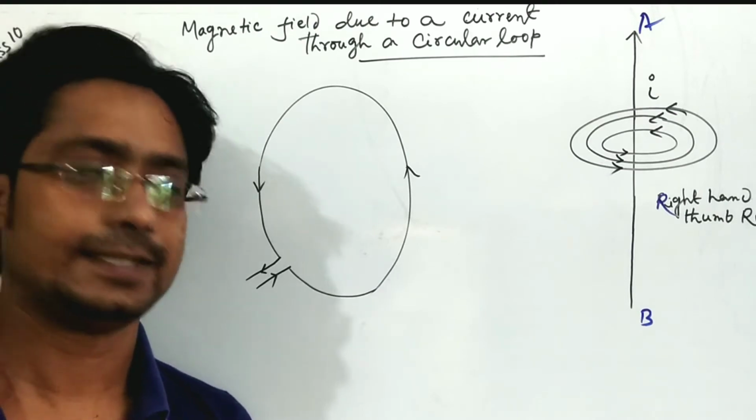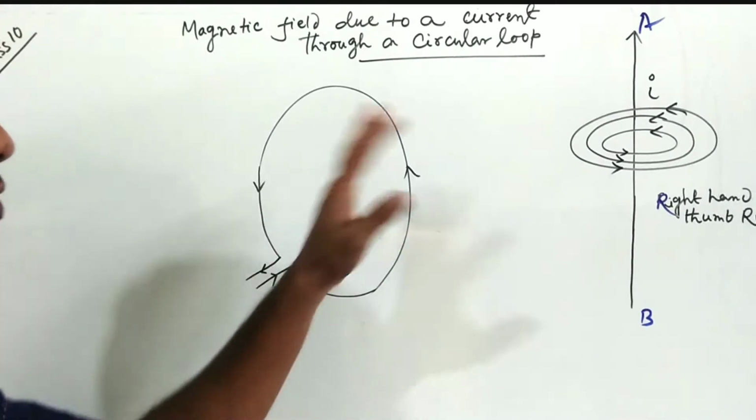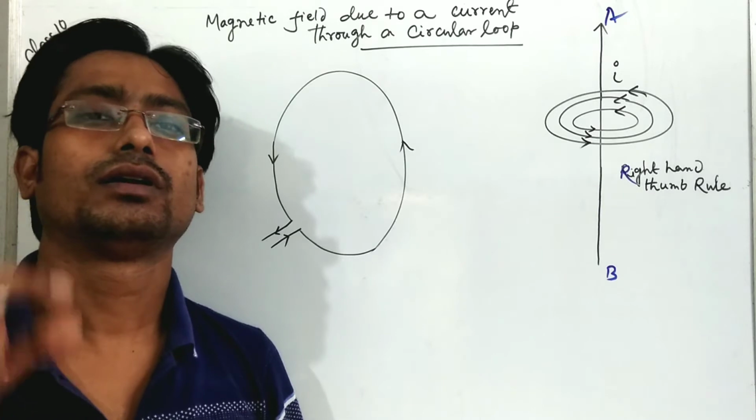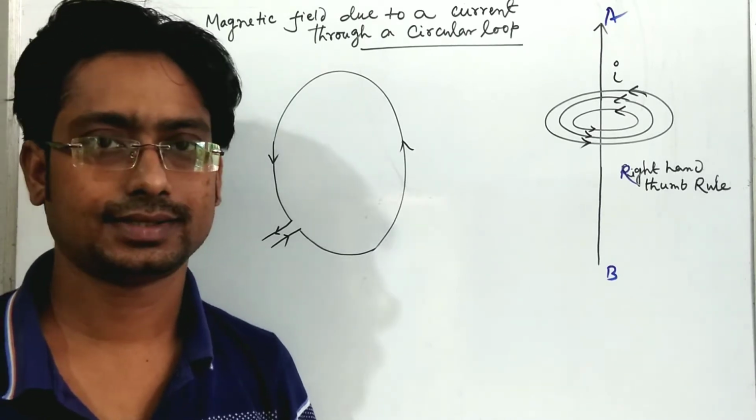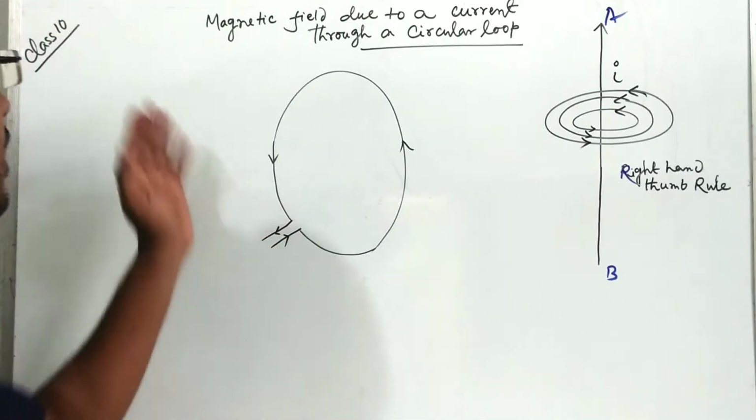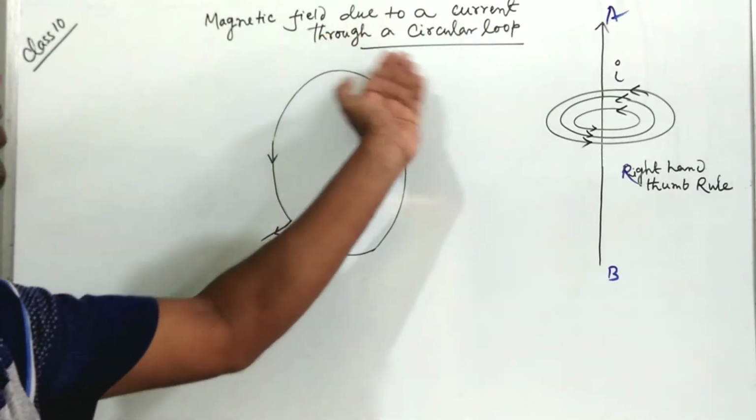Okay, now today we will learn about a very small and interesting topic, that is magnetic field due to a current through a circular loop.